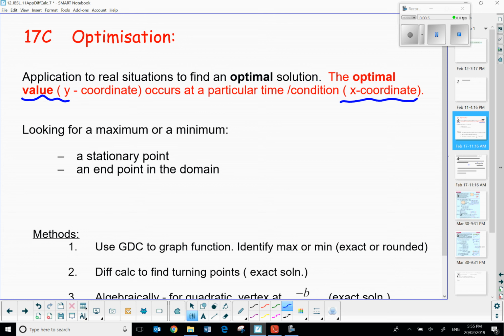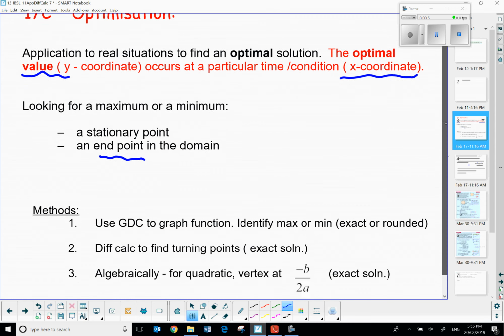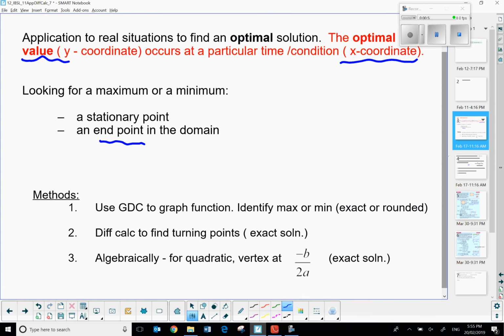We're obviously looking for a maximum or minimum. That's a stationary point, or it could happen at the end of a domain. So always just check what your domain is and whether that is your optimum situation. To find your optimum value, you're either going to go straight to your GDC. If you're in a calculator paper, graph your function, find your maximum or minimum, and you can get your rounded answer, or it might be exact.